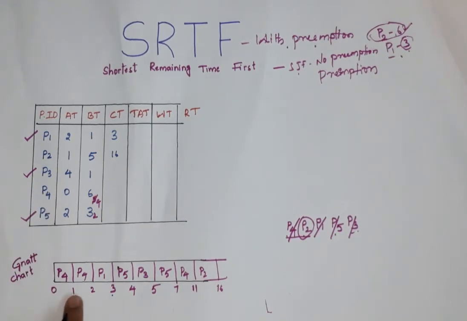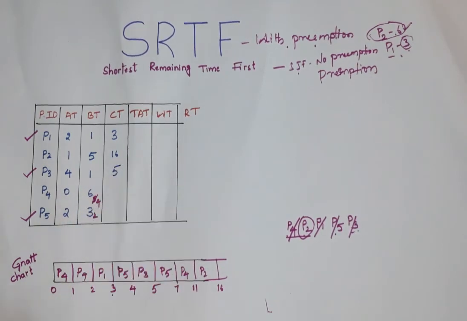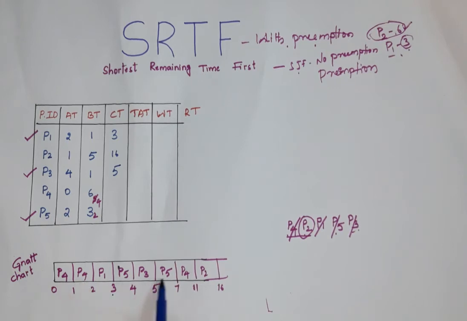P3 process, where is the P3? Here. Okay, P3 has completed its execution at the 5th unit of time. Okay, and P4, where is the P4? Here. P4 is executed here, here, and finally here.